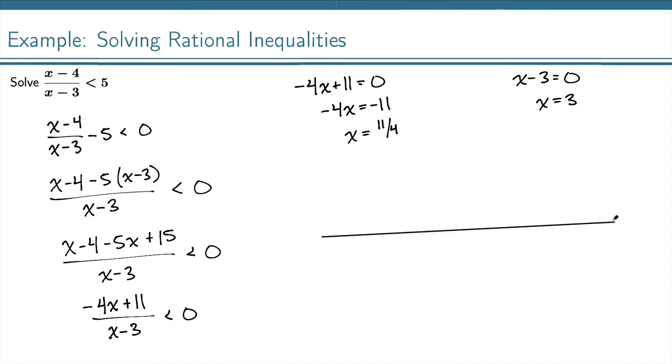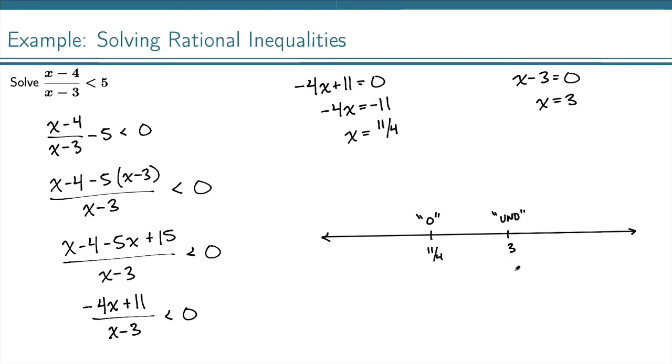Now we plot these on a number line, so we've got 3 and then 11 fourths, which is less than 3. Okay, so 11 fourths and 3. We're going to label these as either 0 or undefined, depending on where they came from. The 0 from the numerator I mark as a 0, in quotes so I know this is 0. And at 3, that came from the denominator, and that's undefined. Now this splits my number line into 3 sections.